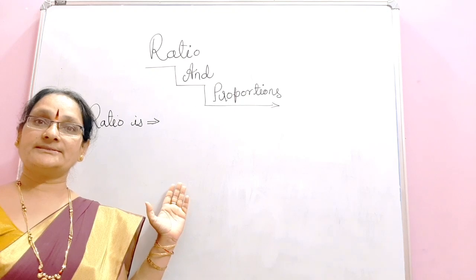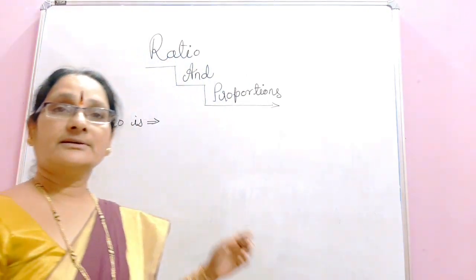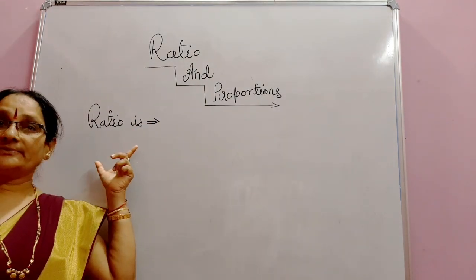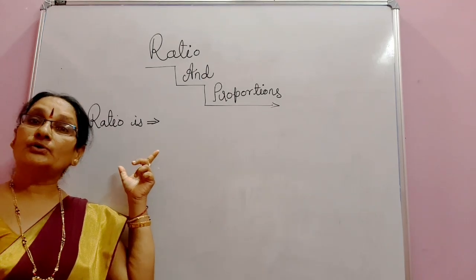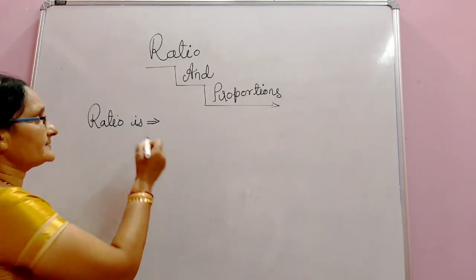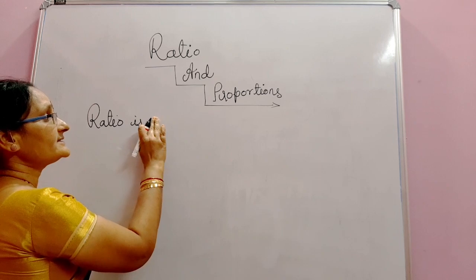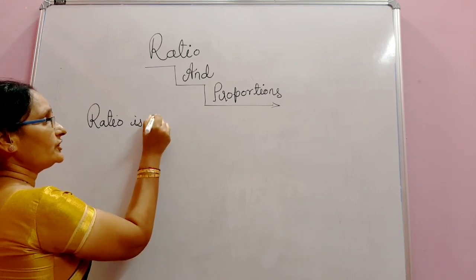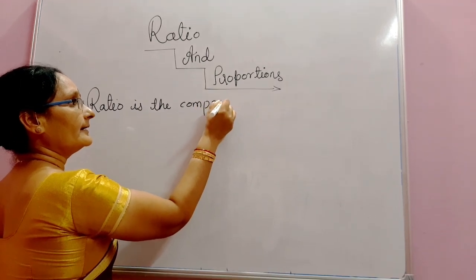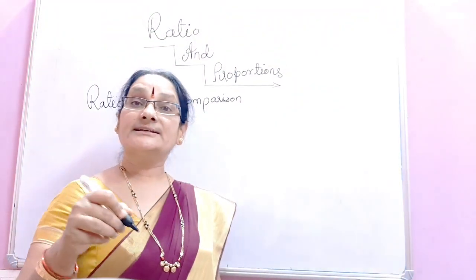Today's topic is ratio and proportion. See here, students, ratio. Ratio is the comparison of two quantities of the same kind. What is the ratio? Ratio is the comparison of two quantities of the same kind.